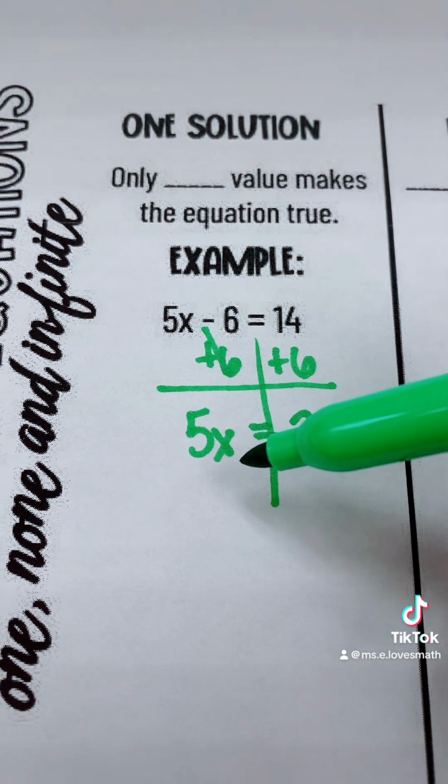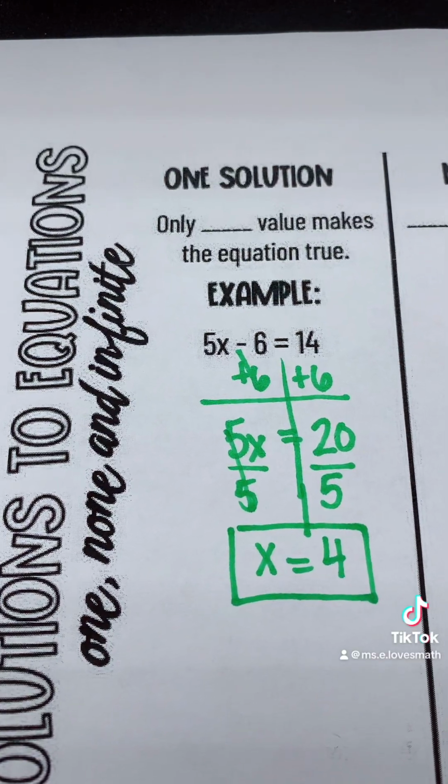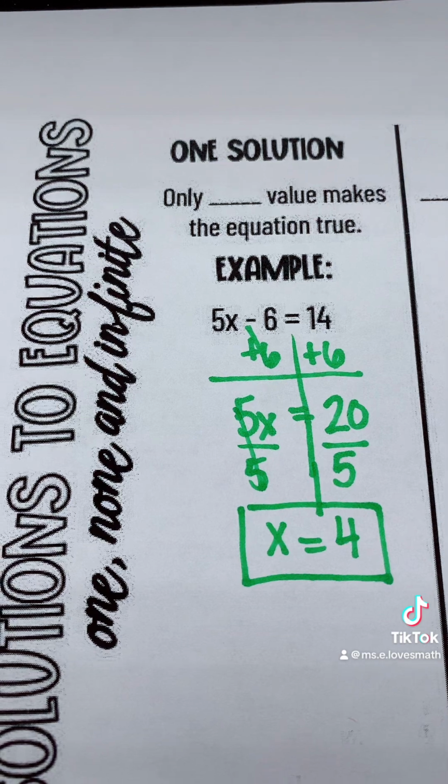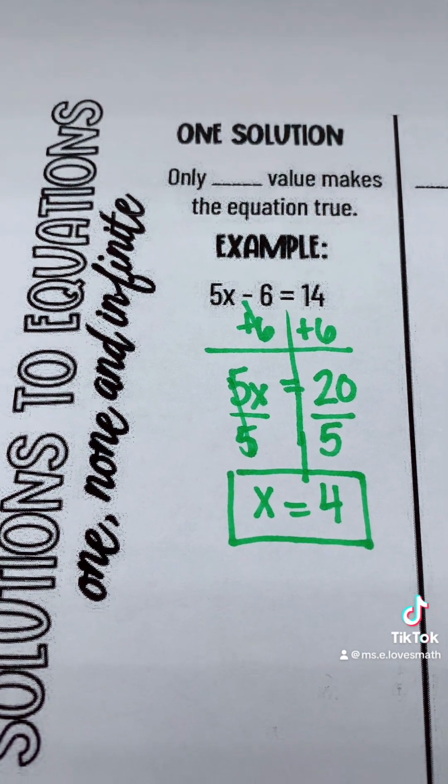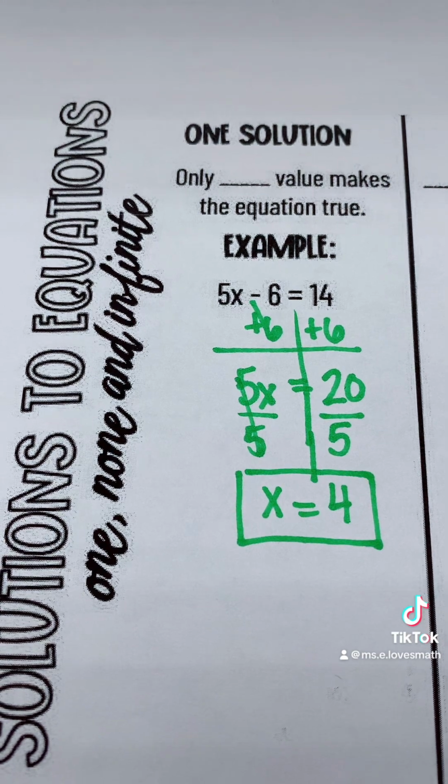Now we need to get x by itself. To get x by itself, we divide by 5. We have to do that to both sides. We are left with x equals 4.